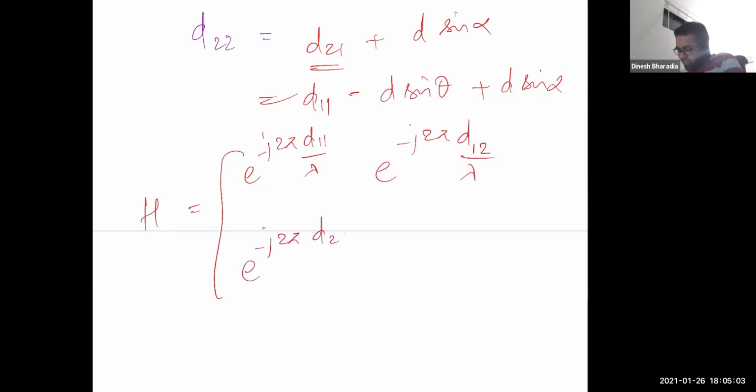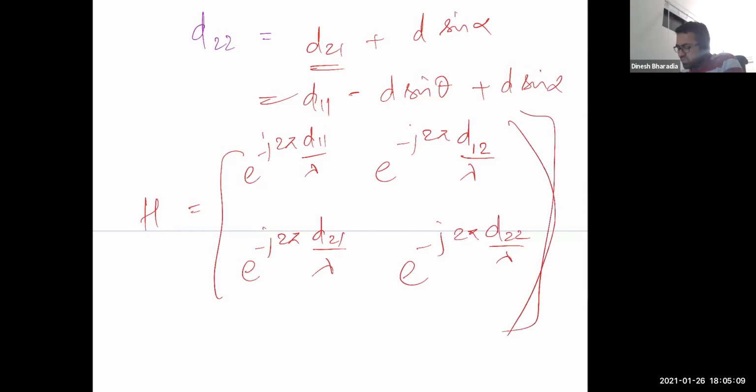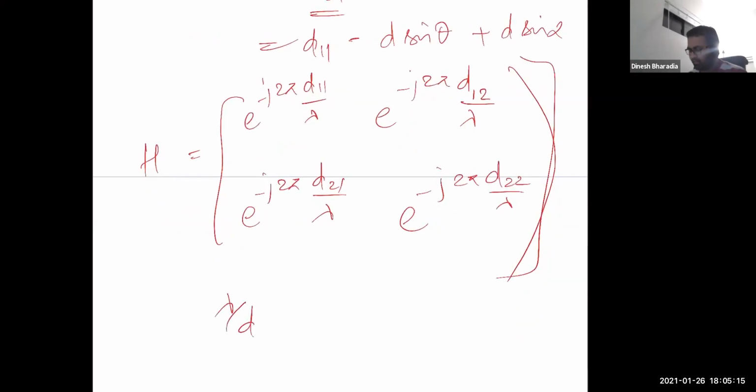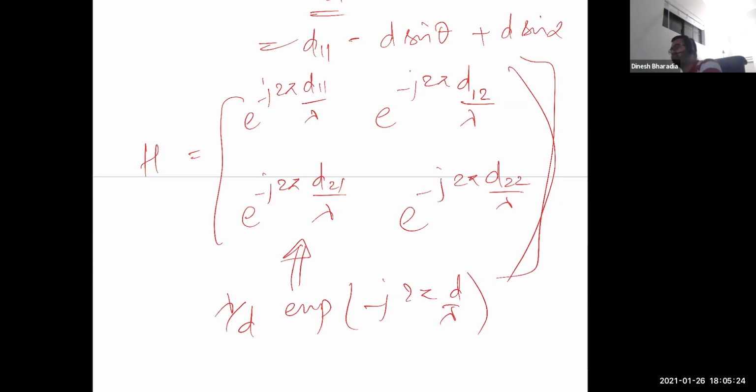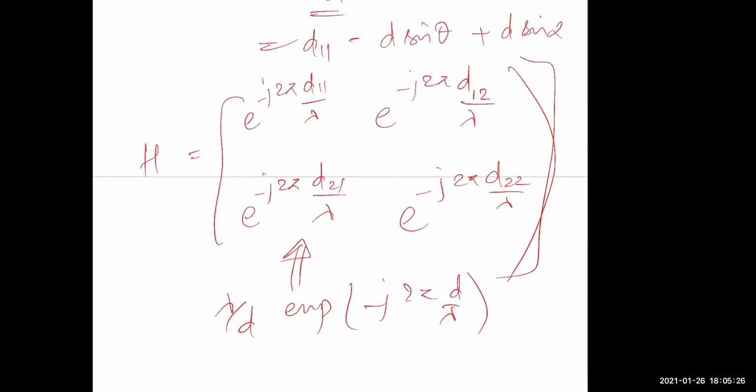Everyone familiar with this notation? And why am I writing it this way? This is your lambda over d times the exponent of j2 pi minus d over lambda. Correct? Everyone following this notation here? Yeah. Andrew?